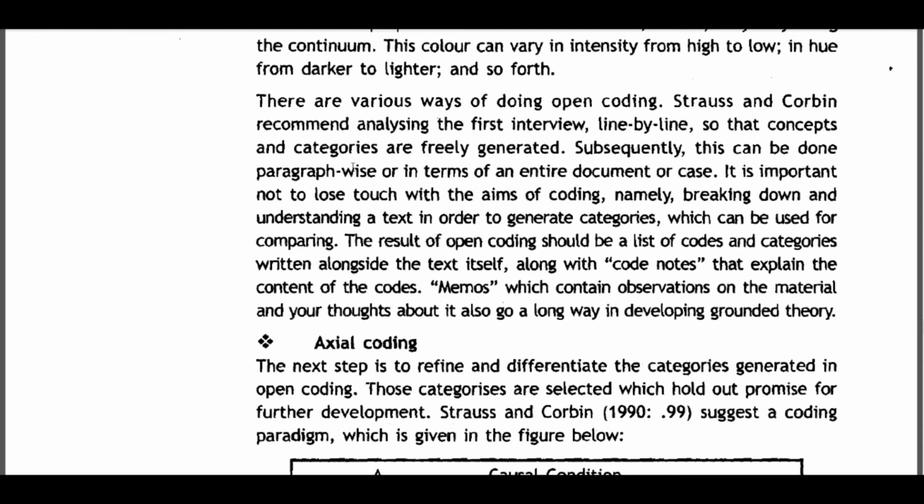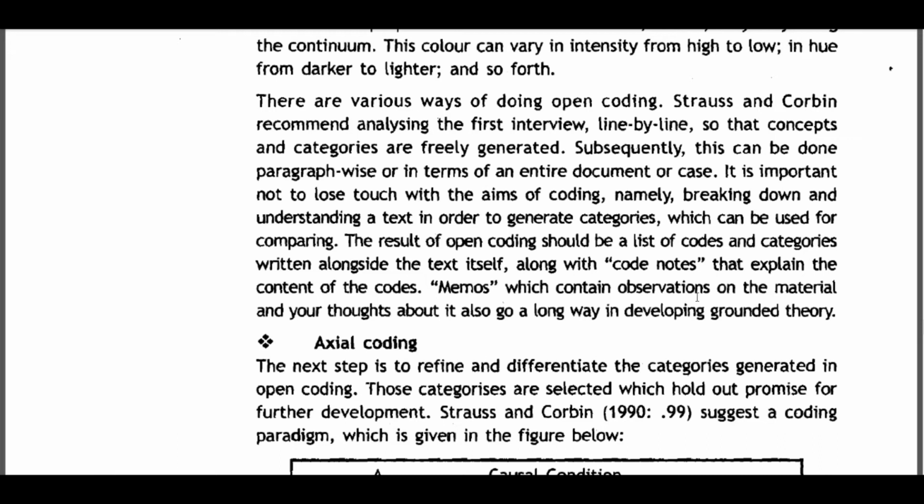Subsequently, this can be done paragraph-wise and/or in terms of the entire document or case. It is important not to lose touch with the aims of coding, namely breaking down and understanding a text in order to generate categories which can be used for comparing. The result of open coding should be a list of codes and categories written alongside the text itself, along with the code notes that explain the content of the codes.